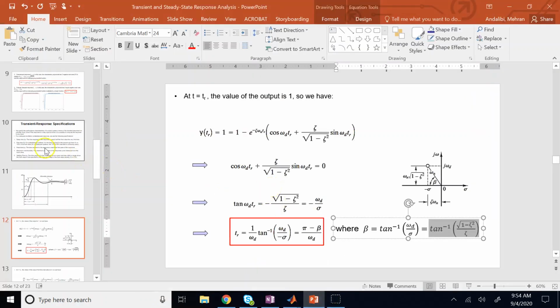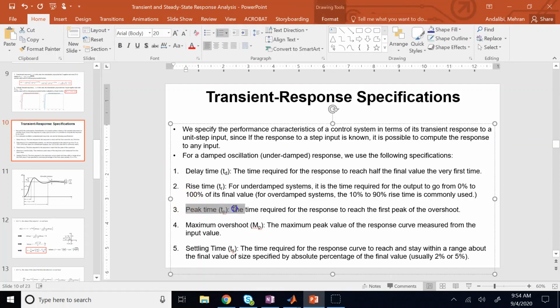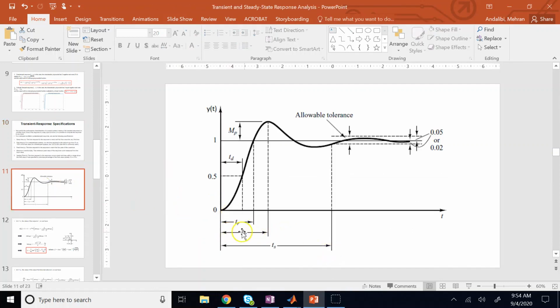Then the other important parameter is peak time. Peak time is the time it takes for the output to reach the first peak of itself, and then the amount of output that exceeds the final value of 1. So how much would you exceed or overshoot the final value, the difference between max and 1? This difference is called what? Maximum overshoot, which you typically write in percentages.